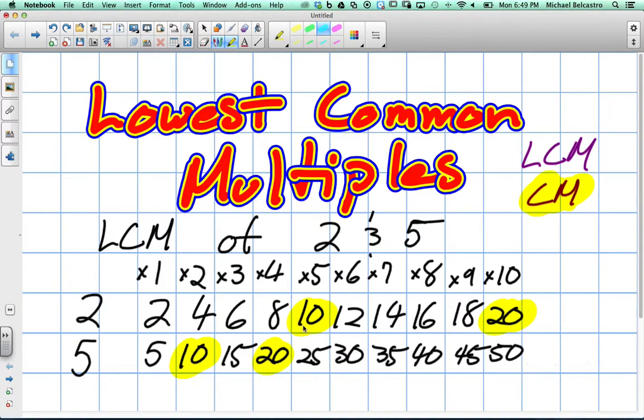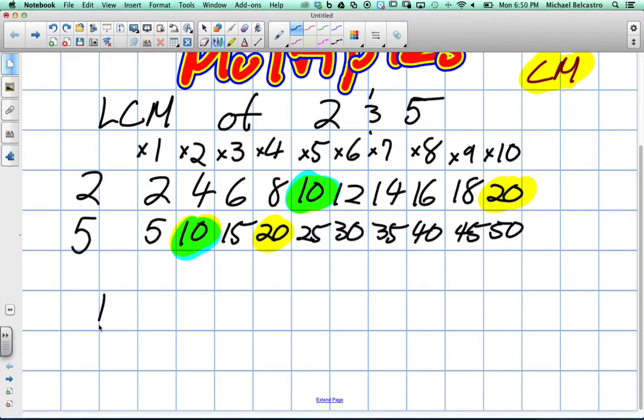Besides itself, yeah, you're right. Even itself, 1 and 5 aren't common multiples. So of these two, 10 and 20? 10. So the number 10 is our LCM. Now, I'm going to show you a little trick. So our LCM was equal to 10.